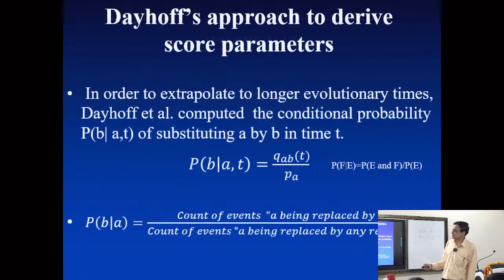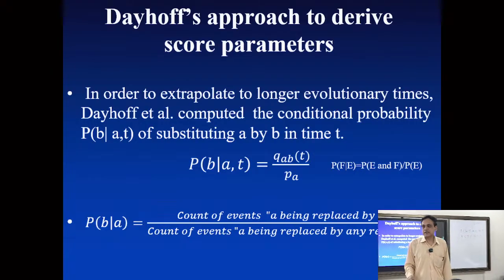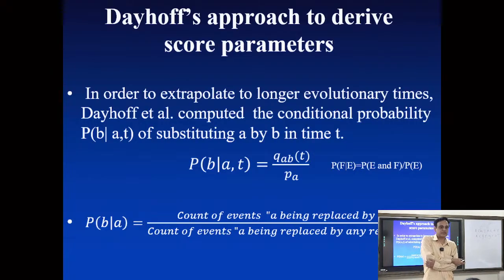Okay. And this is not difficult to understand. Intuitively, you would be able to understand this. So probability of B given A means given ancestral residue A, which means the count of events where ancestral residue A is being replaced by any residue. So out of all these events, how many events are ancestral A replaced by B? Okay, and this fraction is the probability of descendant residue B arising from ancestral residue A.